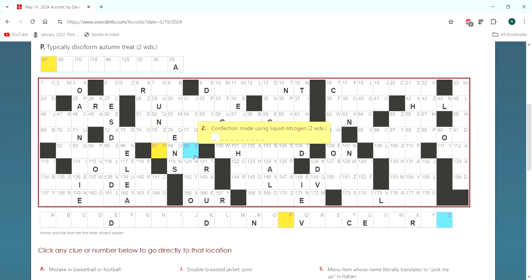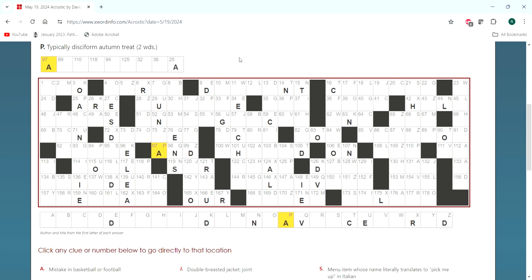Turning to here, this is most likely a simple word like and. It could be something like one, O-N-E, but if it's and, then we're going to have confection made using liquid nitrogen start with D. And typically, disciform autumn treat start with A.